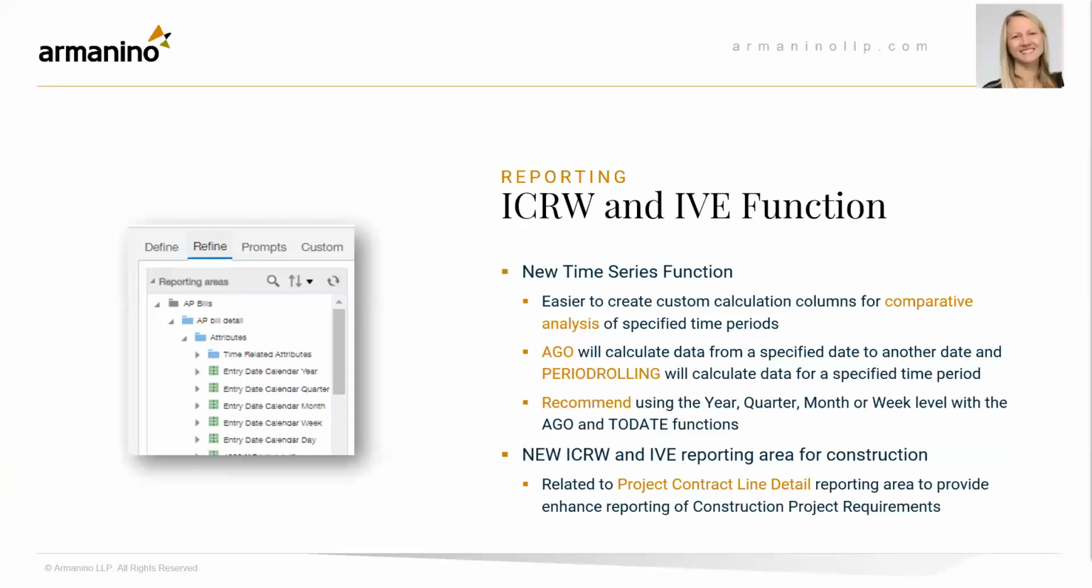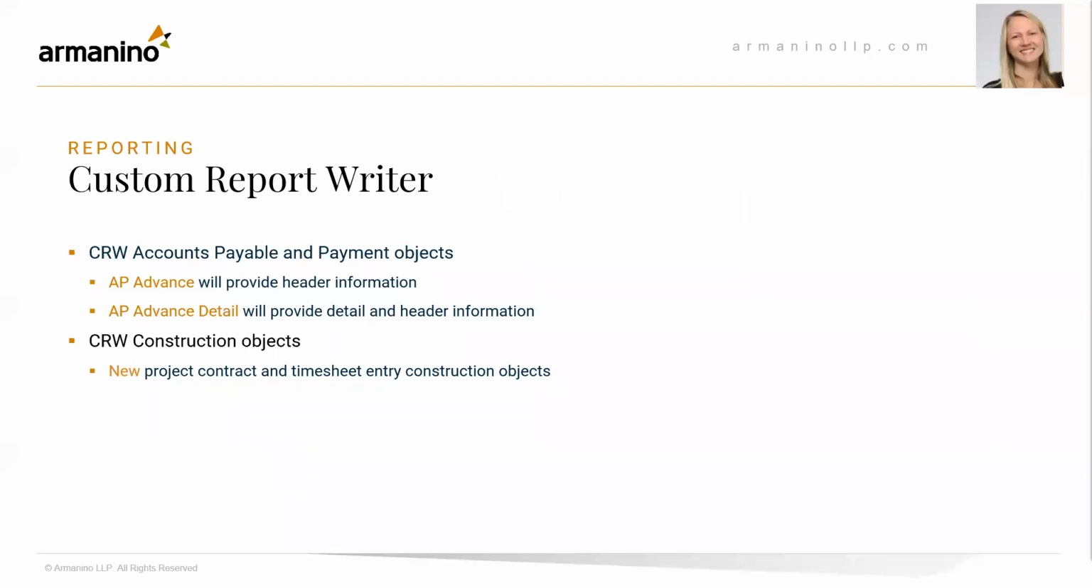Then we go into reporting. So within ICRW and IBE functions, it'll be easier to create custom calculation columns for comparative analysis of specified time periods. So on the left-hand side, you see the entry date, calendar, year, quarter, month, week, day. This is going to help with comparative analysis. And then what's new also for ICRW and IBE reporting area is for construction. So the object project contract line detail is going to be available to enhance reporting of construction project requirements. So pretty exciting here. That is exciting. And period rolling, that's pretty cool. Like that.